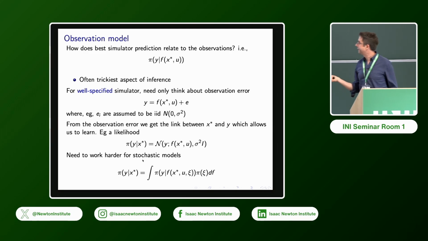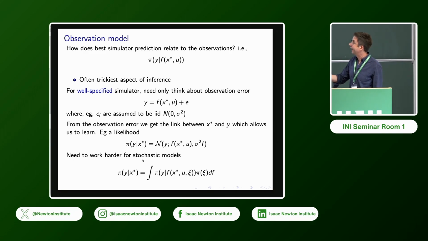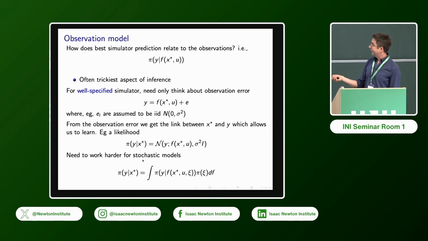And as always, for stochastic models, we're going to have to work a bit harder here. For stochastic models, we have this random xi floating around. These are the uniform random variables, say, that go into your stochastic model. Your likelihood is then an integral. And so we often don't know this thing in closed form, and so we often have to work a bit harder.